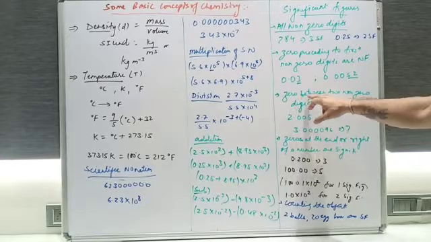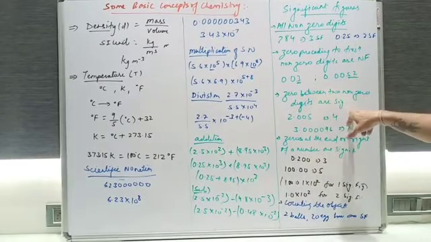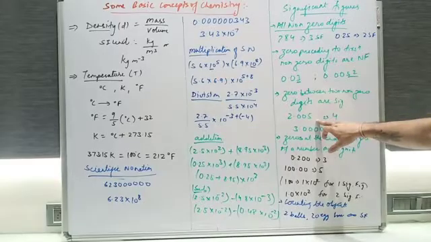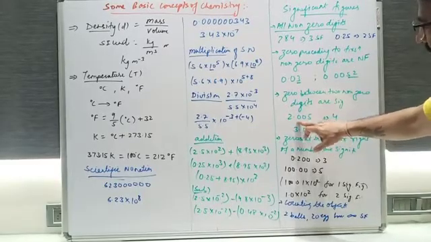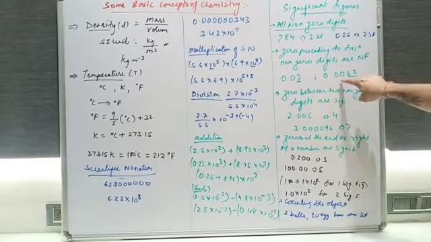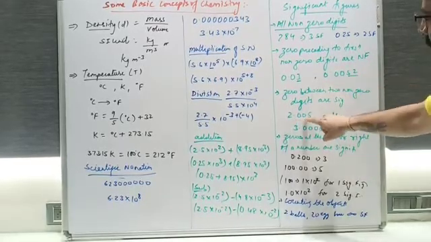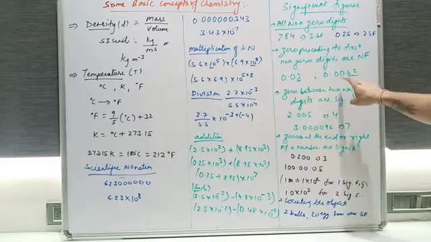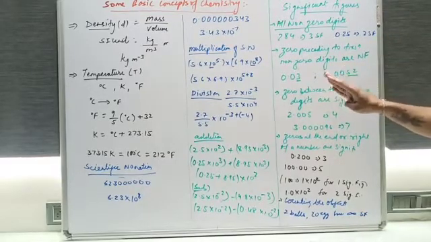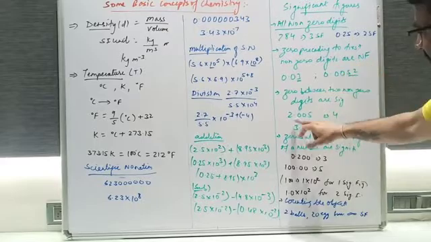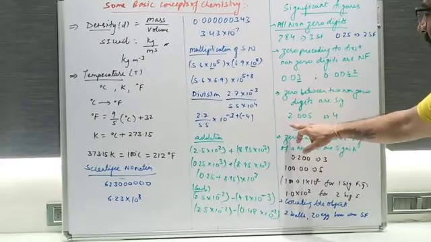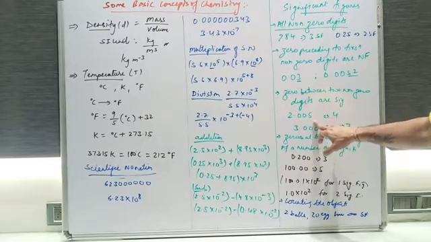So zeros between two non-zero digits are significant. These are the two non-zero digits. Whatever the numbers are, if a zero is coming, see the difference. Here it was 0.0052 and here 2.0052. In this case, the zeros were omitted, meaning they were non-significant; only these two numbers counted. But here these zeros will be taken as significant figures. So how many significant figures are there? 1, 2, 3, 4. Are you getting this?